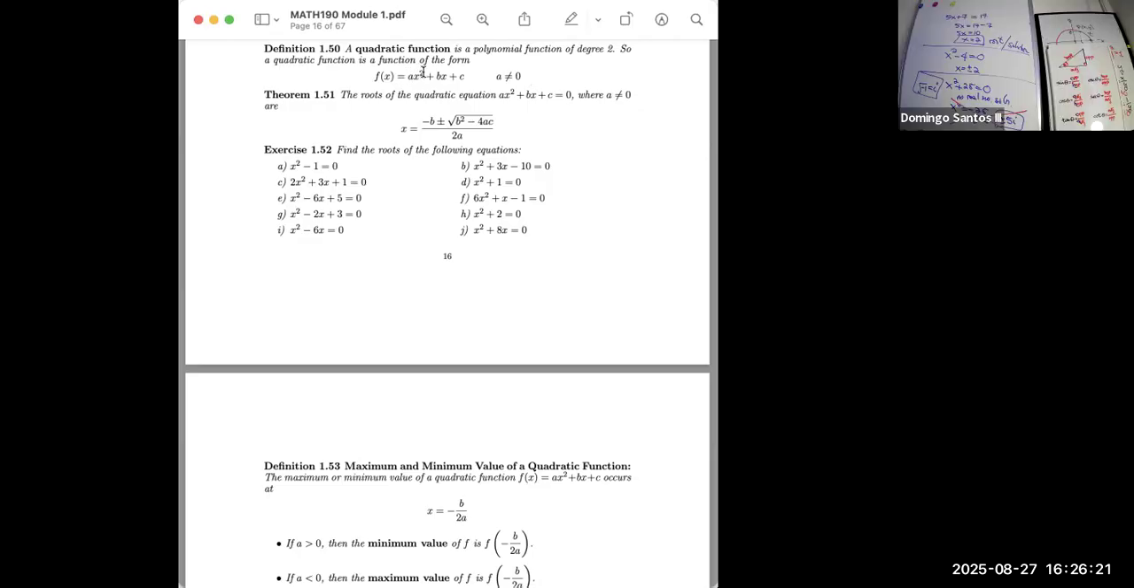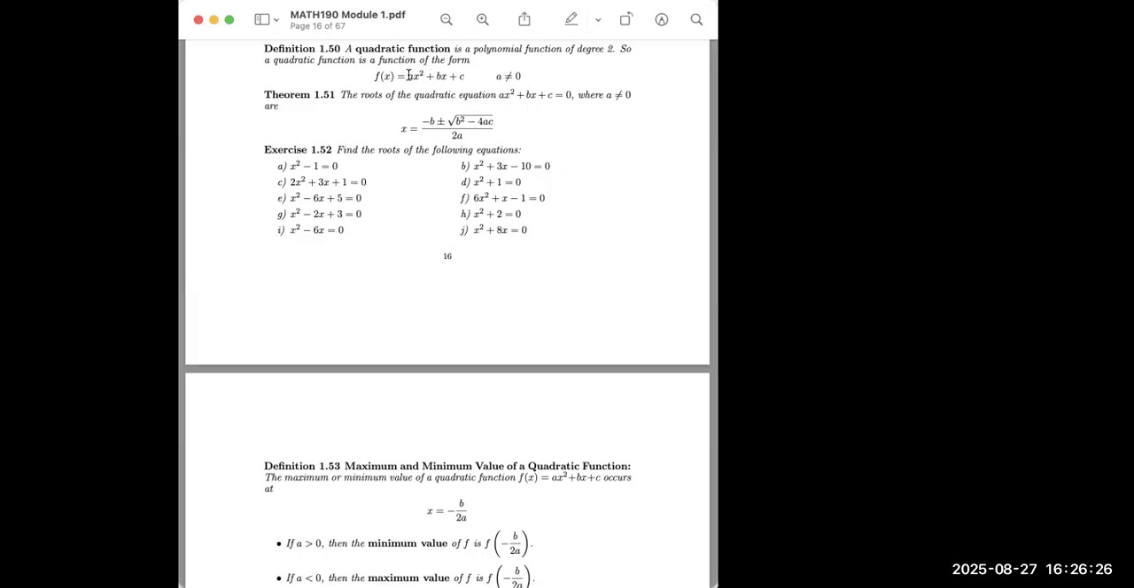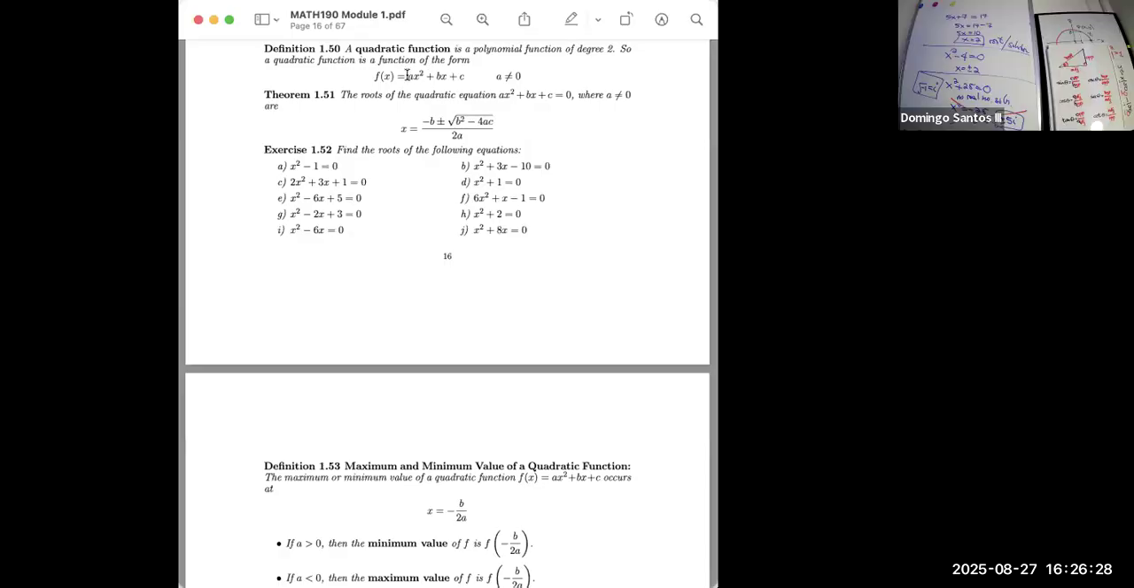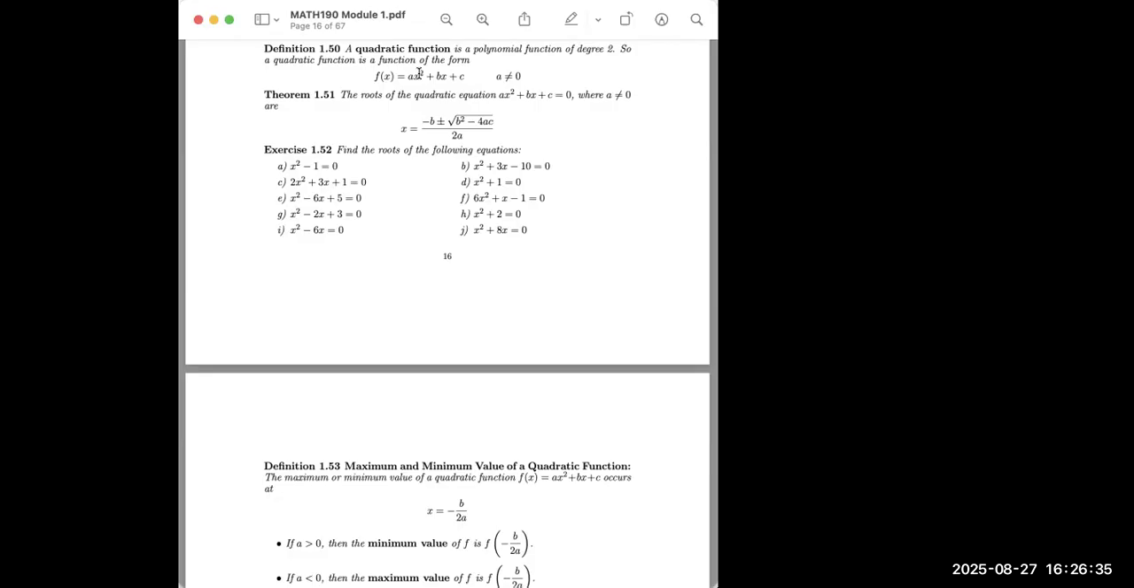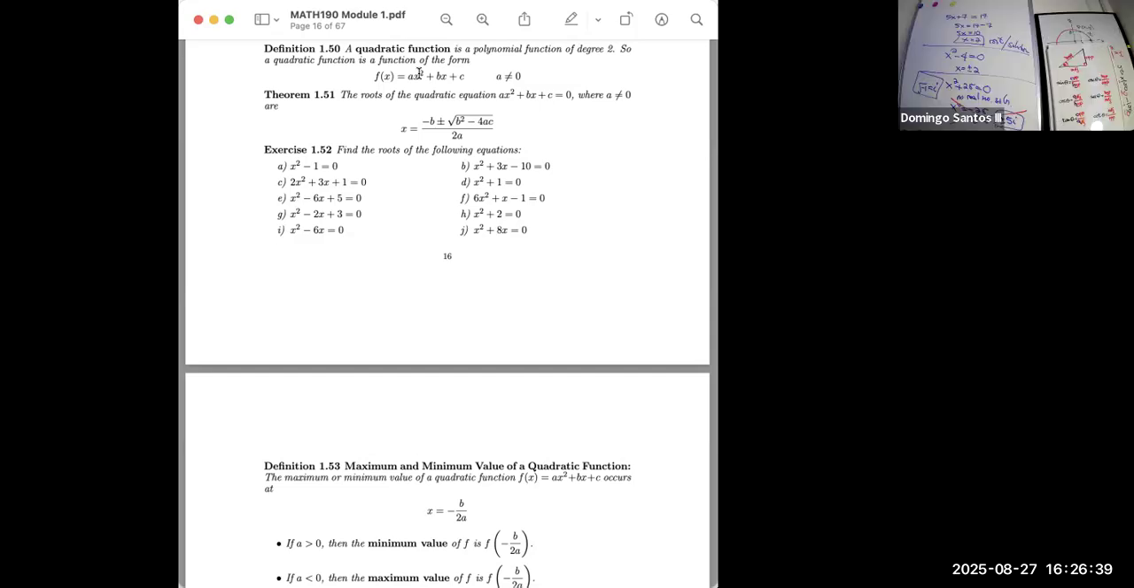What happens if a is 0? What happens to this part? It'll just zero out, right? If a is 0, this zeroes out. And what do you have if that zeroes out? Then you would just have bx plus c left. Which is, what is that? That's just a line, right?